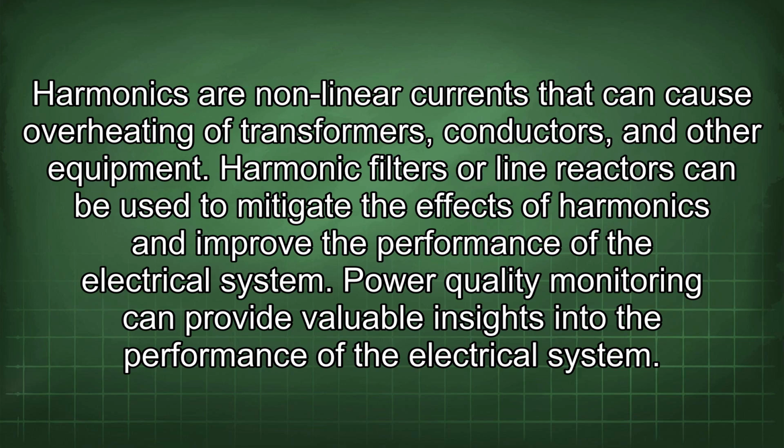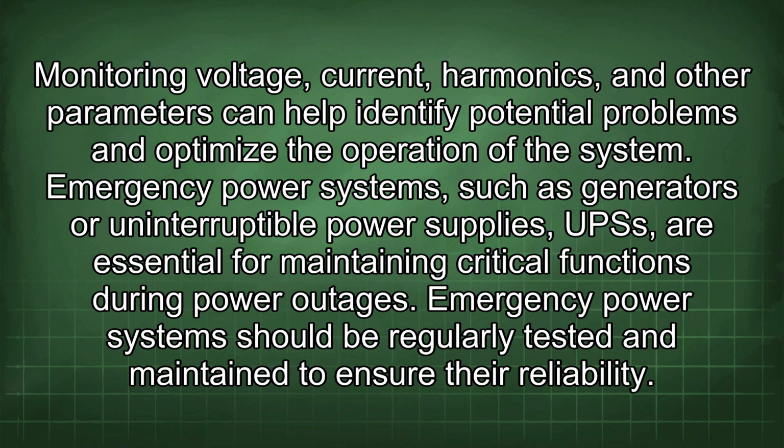Harmonics are nonlinear currents that can cause overheating of transformers, conductors, and other equipment. Harmonic filters or line reactors can be used to mitigate the effects of harmonics and improve the performance of the electrical system. Power quality monitoring can provide valuable insights into the performance of the electrical system. Monitoring voltage, current, harmonics, and other parameters can help identify potential problems and optimize the operation of the system.